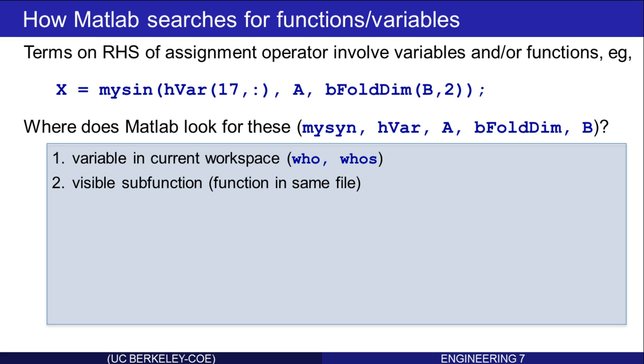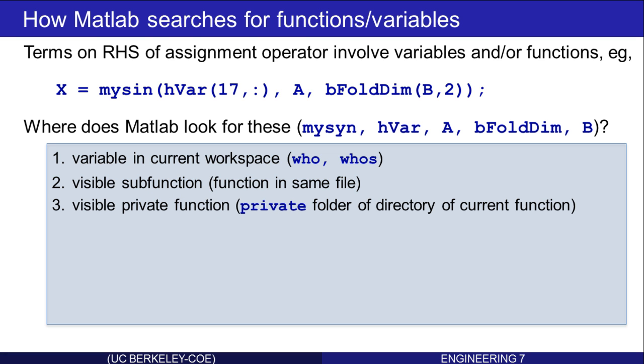If the item was not found as a variable in the current workspace or a visible subfunction, then the search continues in what are called visible private functions. Those are functions in the private folder of the directory of the currently executing function. Private is a special keyword in MATLAB used for folders to contain functions that can only be called by functions one folder above them. We won't spend too much time with these, but nevertheless, those functions take third priority in this search tree. If the item is not found there, then the class methods are searched.